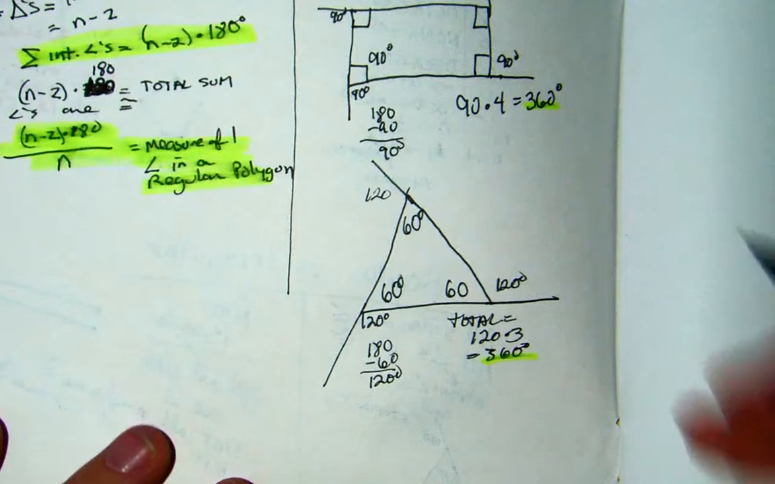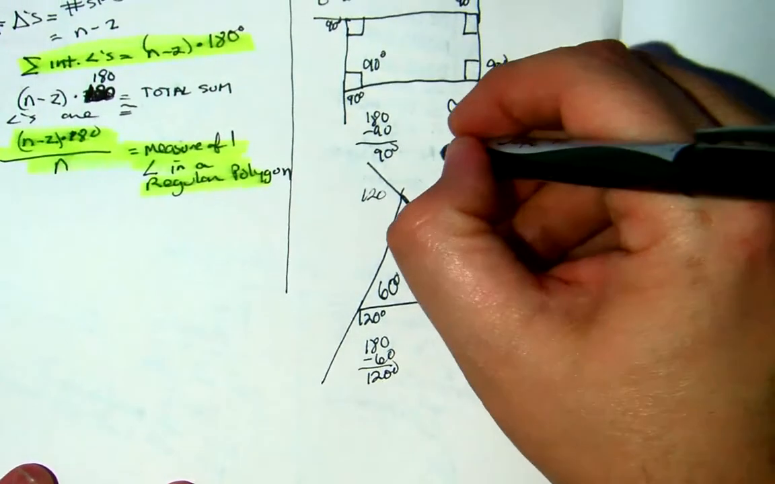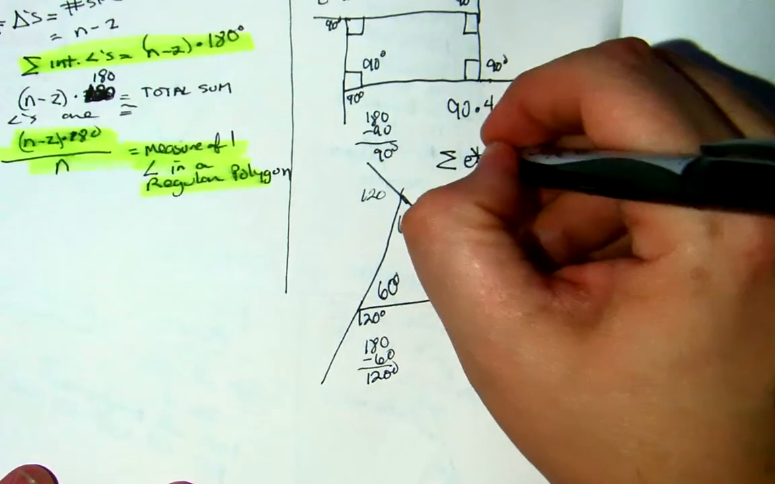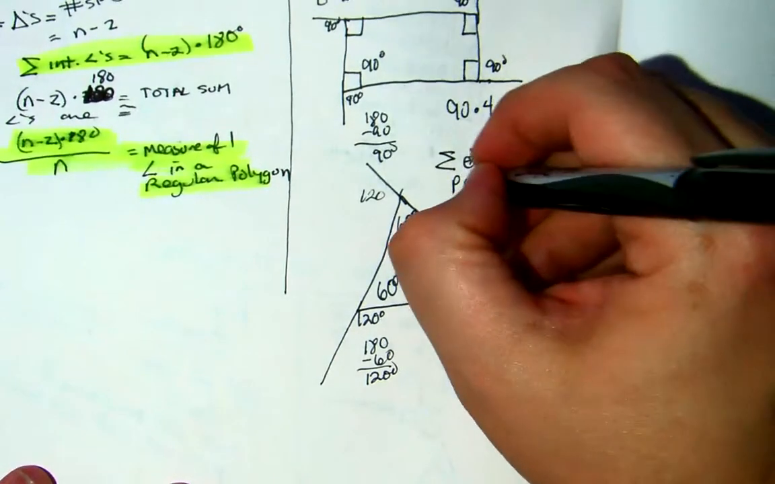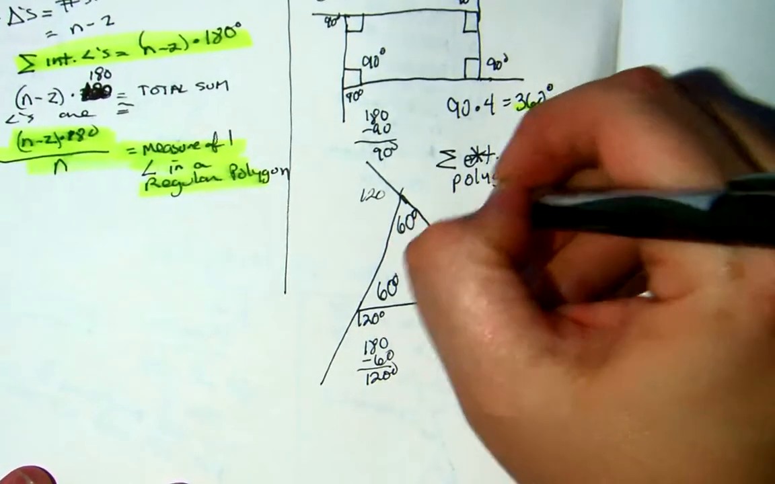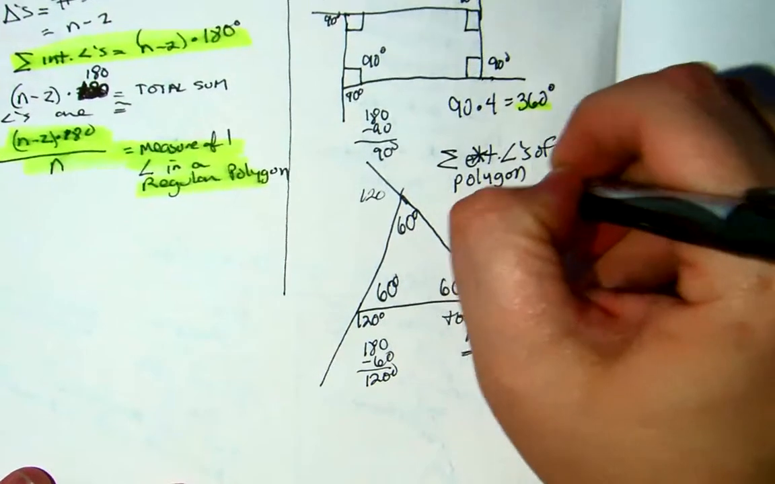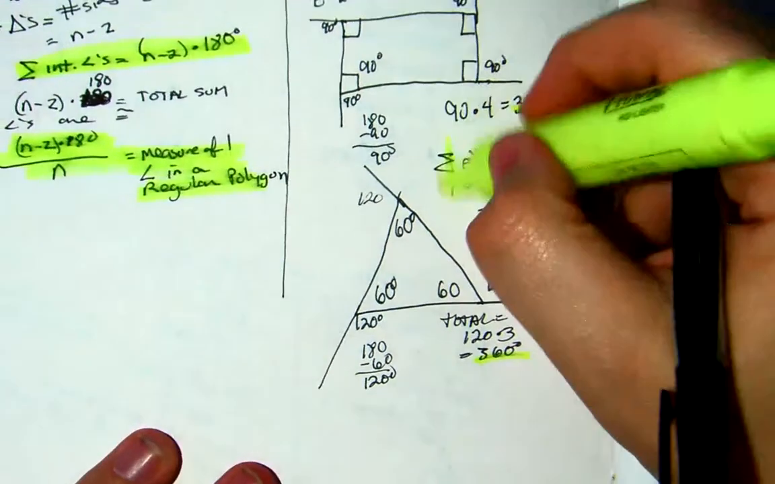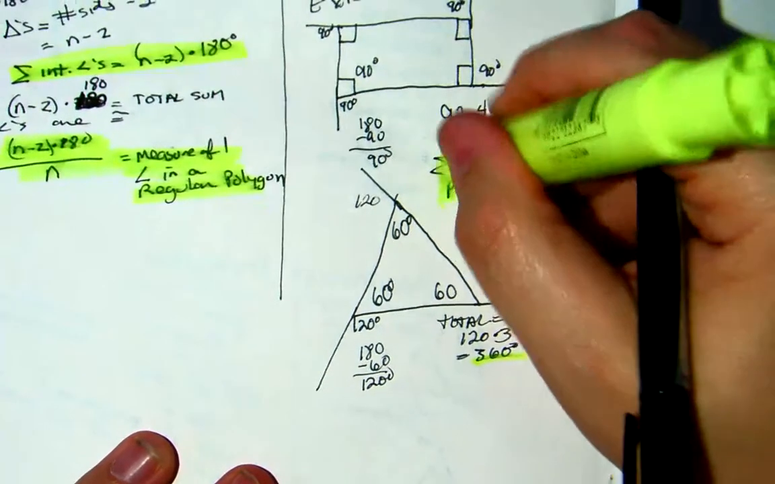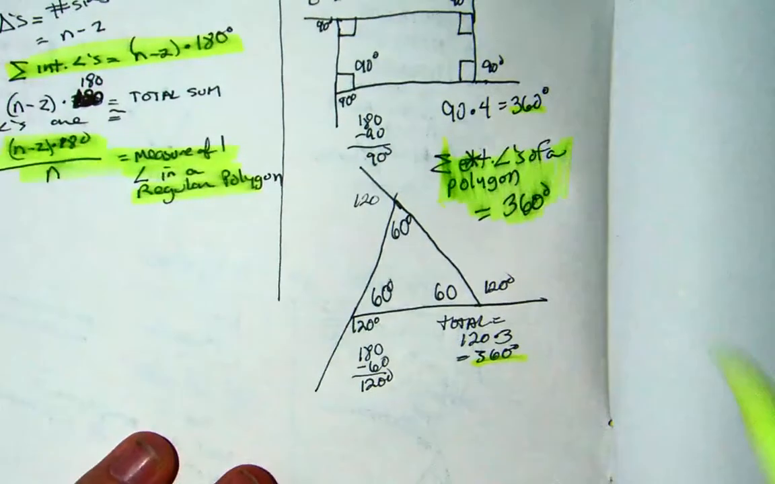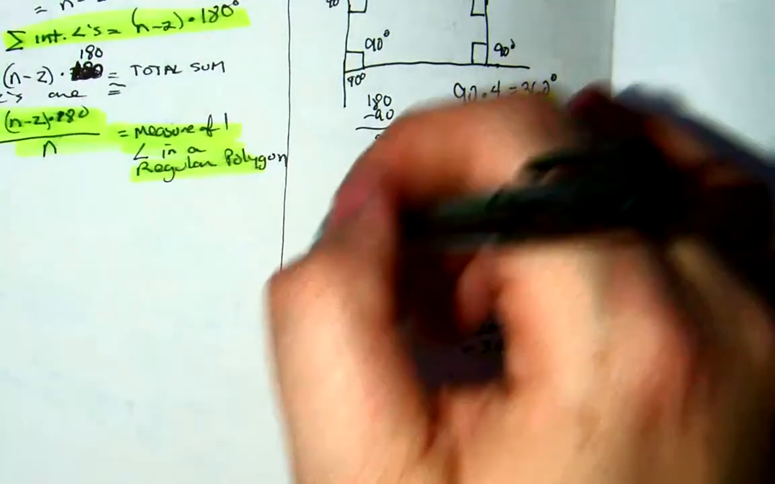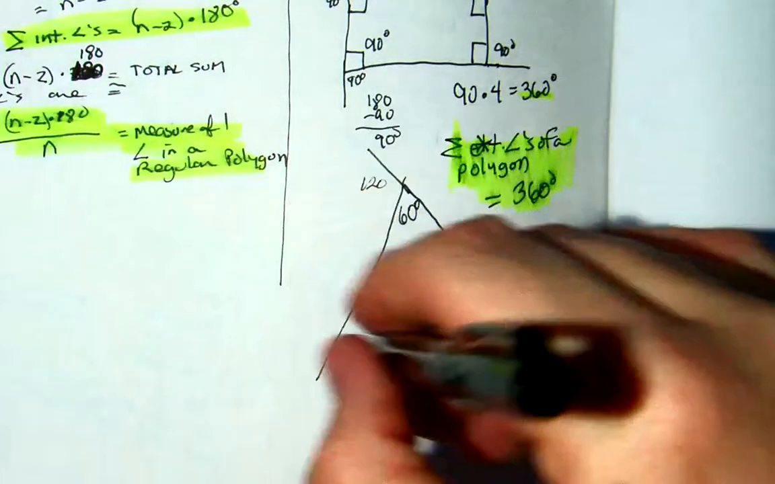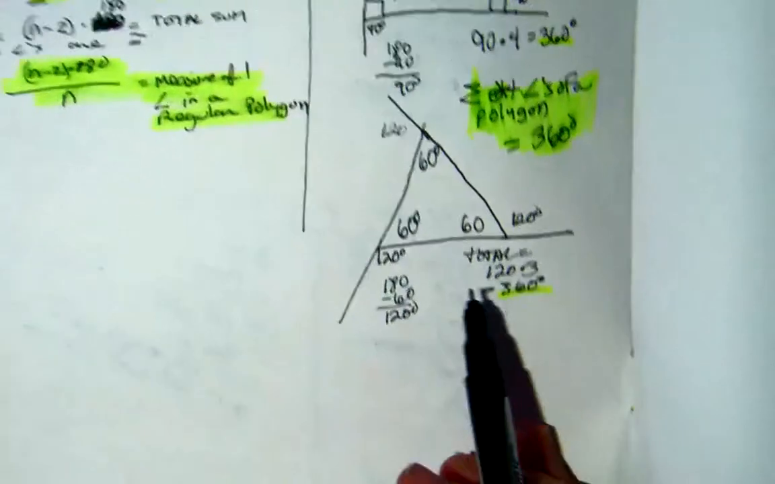Can we make a guess? Absolutely. The sum of the exterior angles of a polygon is equal to 360 degrees. That's nice, because all you have to do is remember a number. And it's basically like a circle. If you think you're going all the way around the circle, you're covering every angle with that.